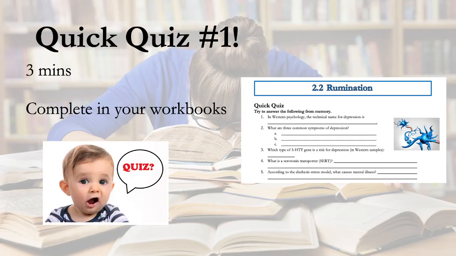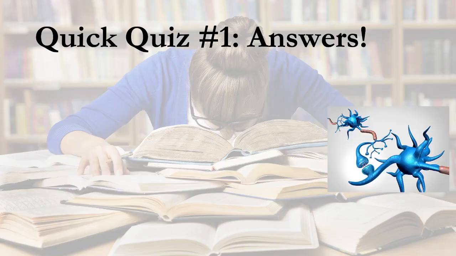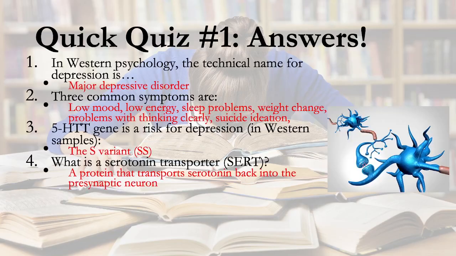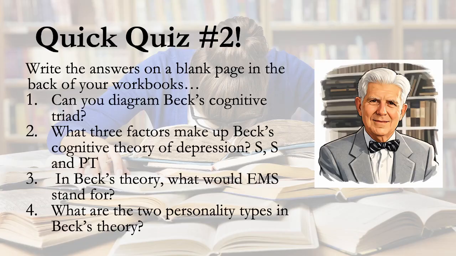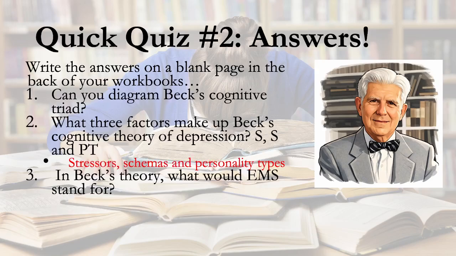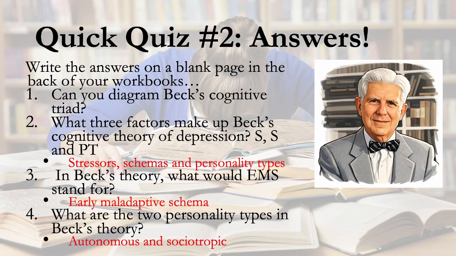Sometimes the old-fashioned stuff just works the best. Here's 5 questions. Can they answer it? All right, we'll go through the answers. And then in a blank page in the back of the workbooks, we'll just give them a blank piece of paper. Can they diagram Beck's theory? What are the 3 factors? Can they answer these questions? Okay. All right.